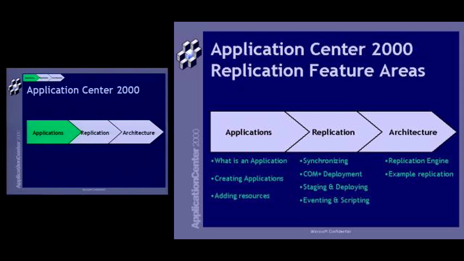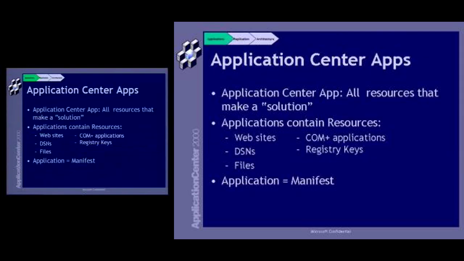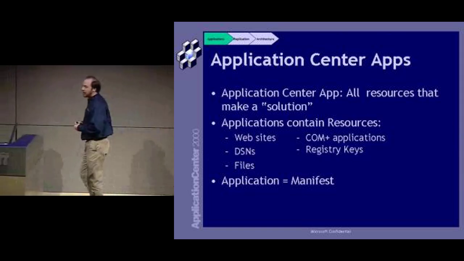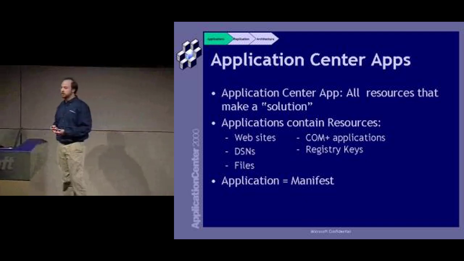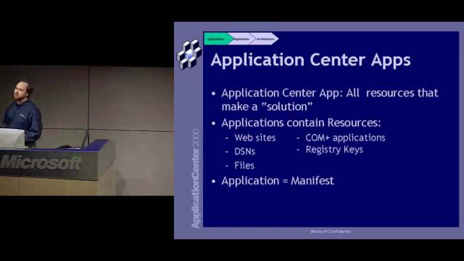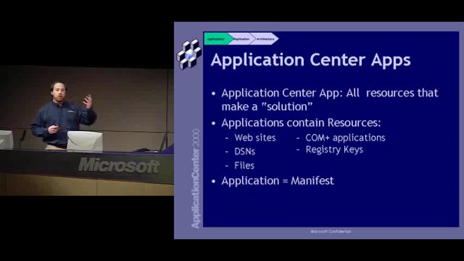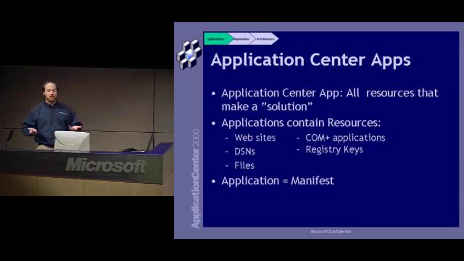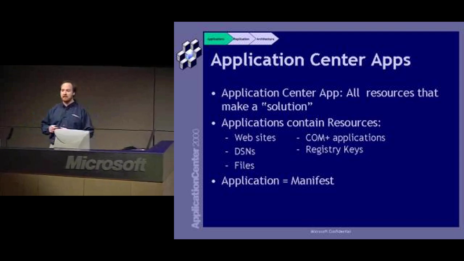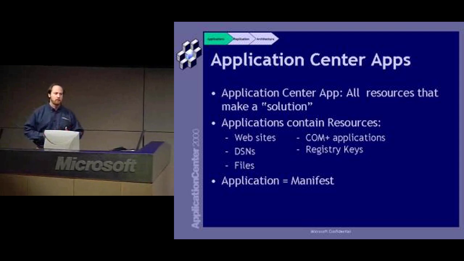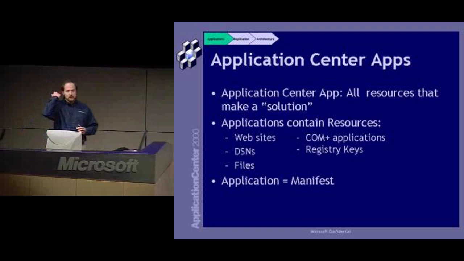So let's talk about applications first. An application center application, which is our use of the word application, is really just talking about all the resources that make up a solution. And that means all the resources that make up one of your Windows DNA 2000 applications. For example, you might have a solution called my401k.app, which has your website, DSNs to get back to your SQL database, files, extra files, of course, COM plus applications, which are probably a huge part of your solution, and, of course, registry keys.